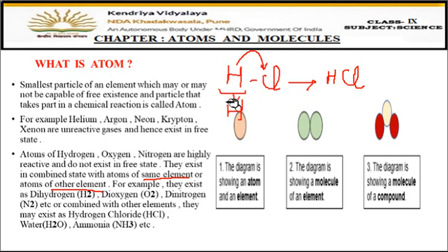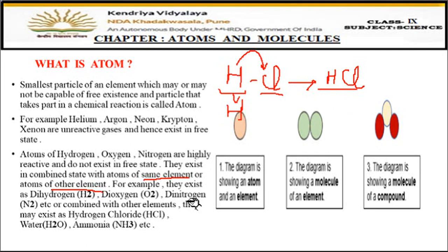Like hydrogen can combine with hydrogen. So this is the example when the same type of elements are combining together. Or this atom can combine with the atom of another element. Like another element is chlorine here. So one atom of hydrogen and one atom of chlorine can combine together to make HCl. So they can be found in any of these forms, in any of these compound forms.